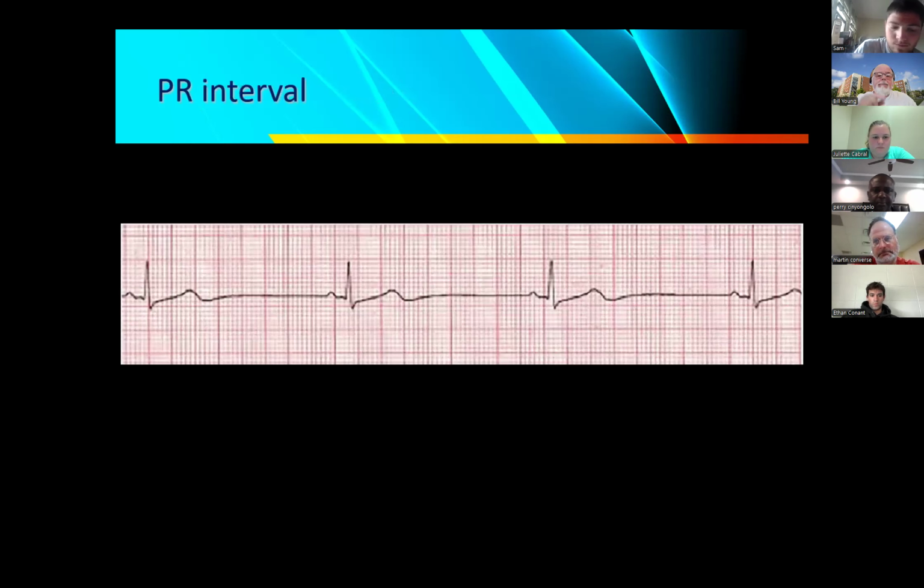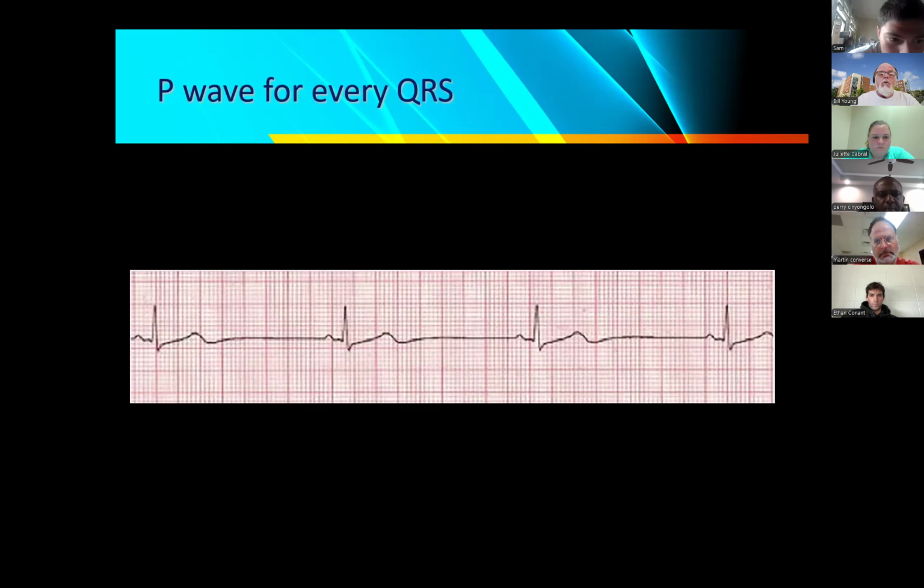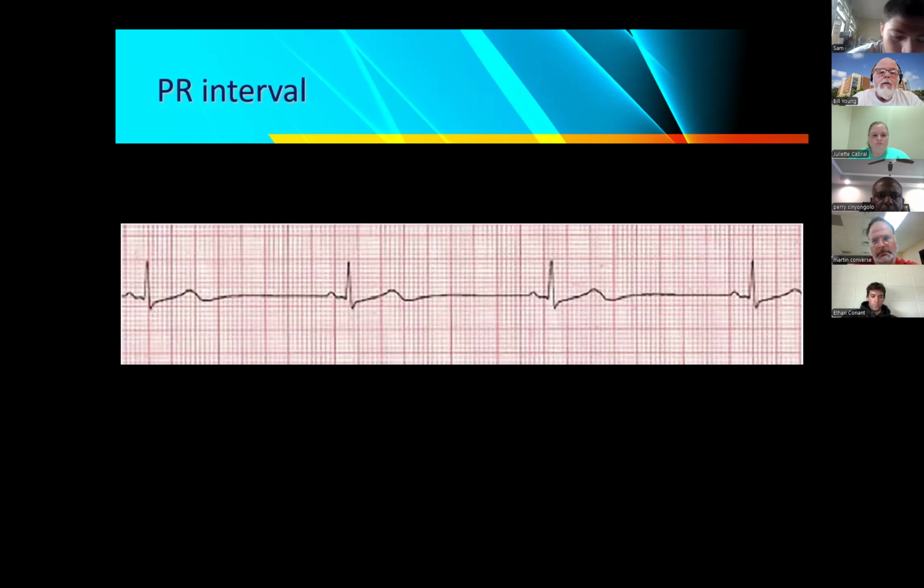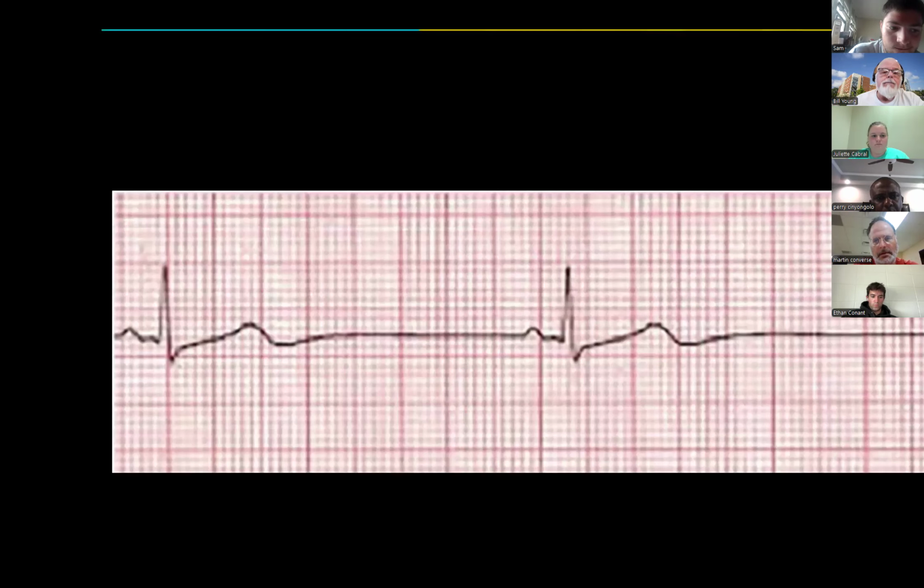So come back. Do you see a P wave for every QRS? And again, it jumps around a little bit, but it's the same rhythm. Do you see a QRS for every P wave? Yes. Perfect. Okay. Now, let's take a look at the PR interval. Does it look to be within normal time frame? Yes, it does. Excellent. What would you estimate the time frame to be?